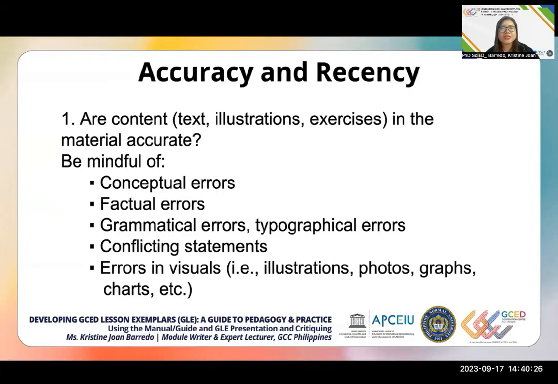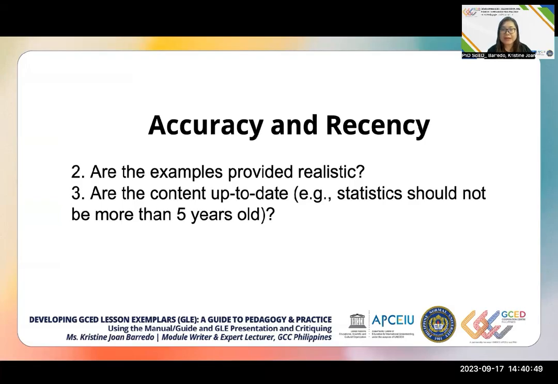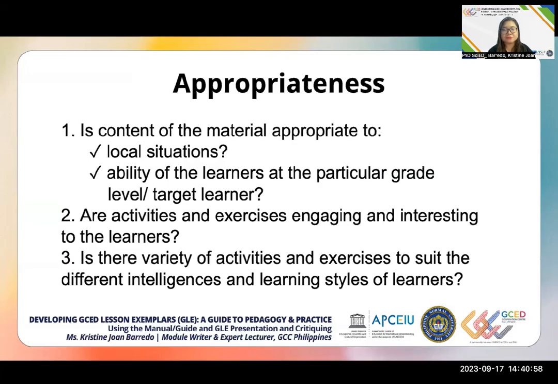For accuracy and recency, is the content in the material accurate? And be mindful of the conceptual errors, the factual errors, the grammatical errors, the typographical errors, the conflicting statements, the errors in visuals like illustration, photos, graphs, and charts. Are the examples provided realistic? Is the content up to date? Statistics should not be more than 5 years old.